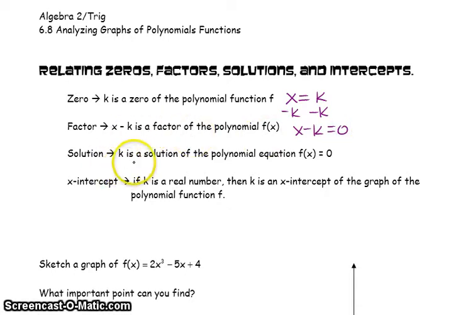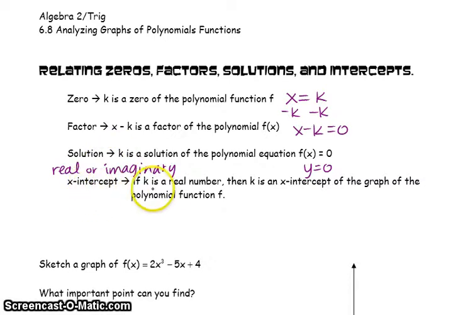For our solution, k is a solution of the polynomial equation f of x equals 0, and all that is saying is f of x, that's a nice way of writing y equals 0. Something about our solution is this can be real or imaginary. And if it's imaginary, we're not going to see it on our graph.